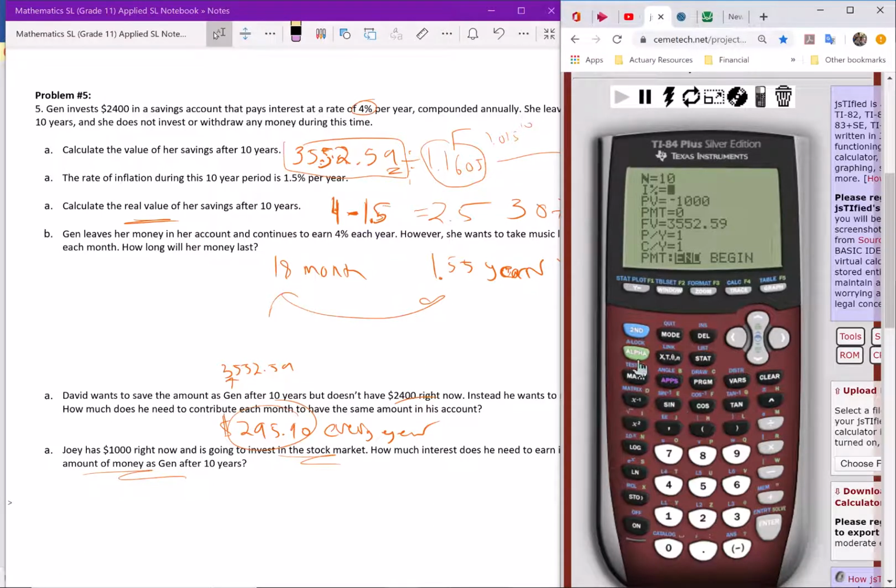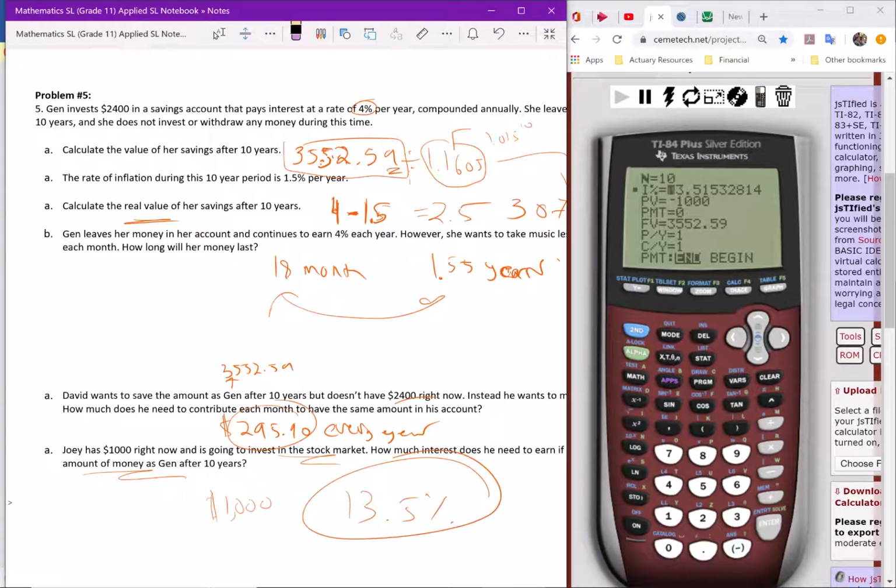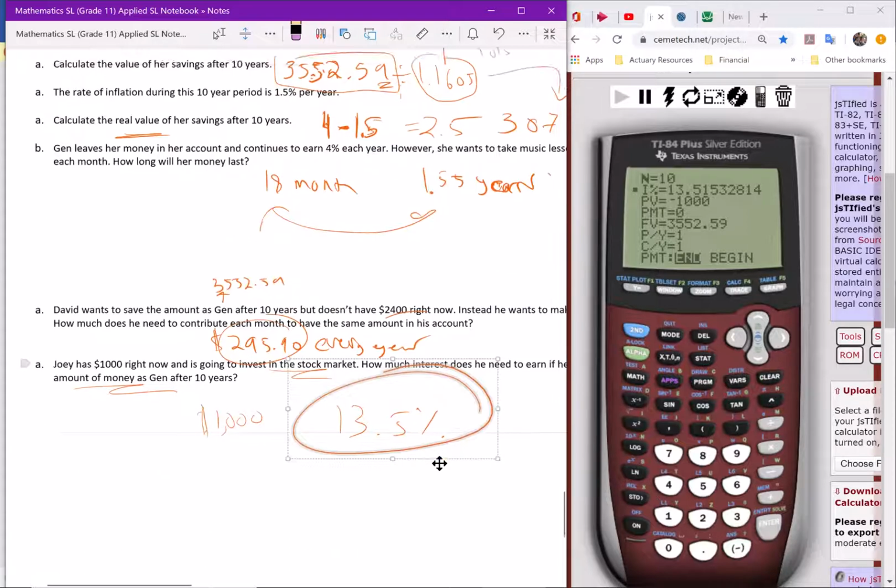So we're going to go to interest percent. We're going to say alpha solve. And so in order for his $1,000 to become the same as their money, he needs to earn 13.5% interest in the stock market, which is going to be very hard for him to do. All right, so that's that.